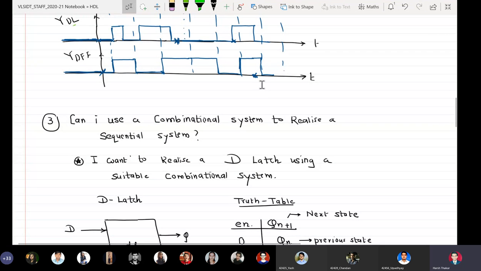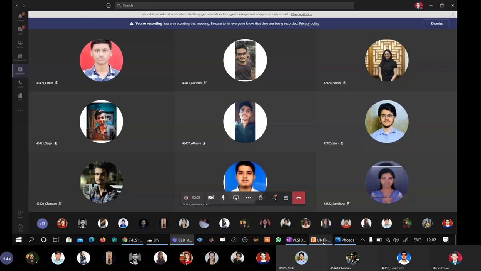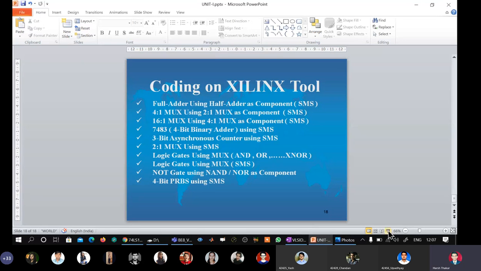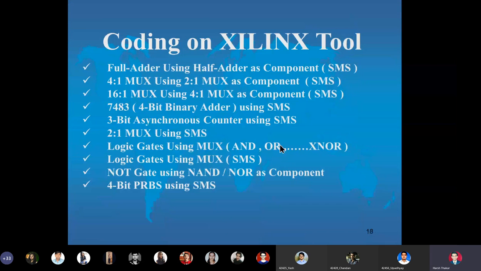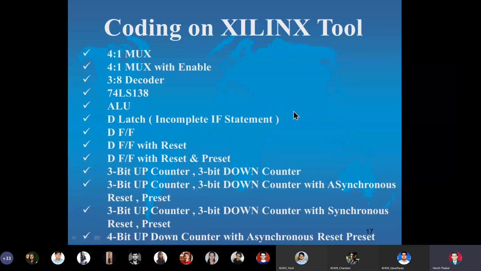Somebody may say, sir, why are you discussing all these things? Because I will show you something. Okay. These are some examples for VHDL modeling practice, out of which we have done something.